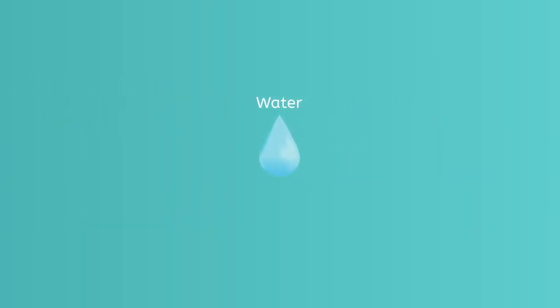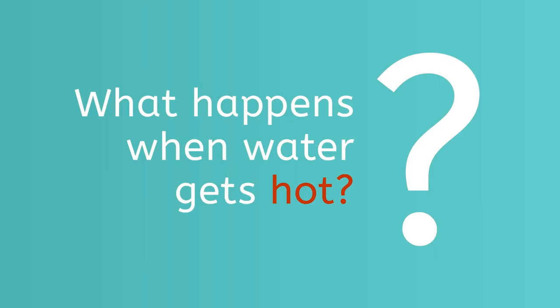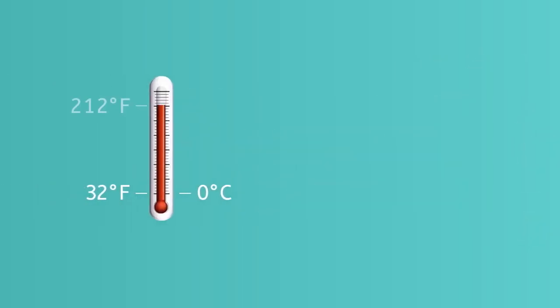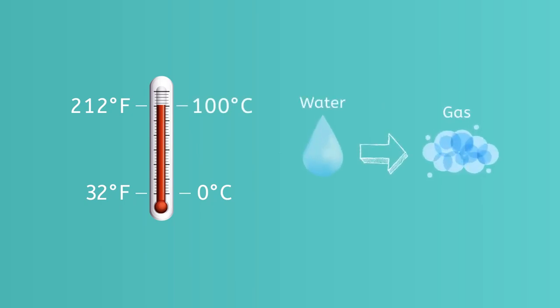Now, we know what happens to water when it gets cold, but what happens when water gets hot? At 212 degrees Fahrenheit, or 100 degrees Celsius, water becomes a gas. In its gas form, water is known as water vapor. This transition from liquid to gas is called evaporation.